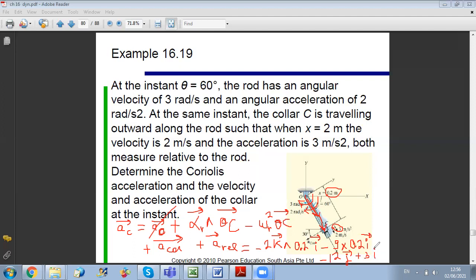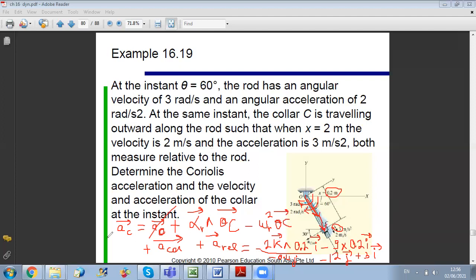Now, all we have to do is to do the vectorial product here. We have k vectorial i is j, and we have minus, so this will give us minus 0.4 j. And this term is minus 1.8 i. So in total, if we do the addition, we will obtain along i: minus 1.8 plus 3, so it's 1.2. And along j, we have minus 12.4.